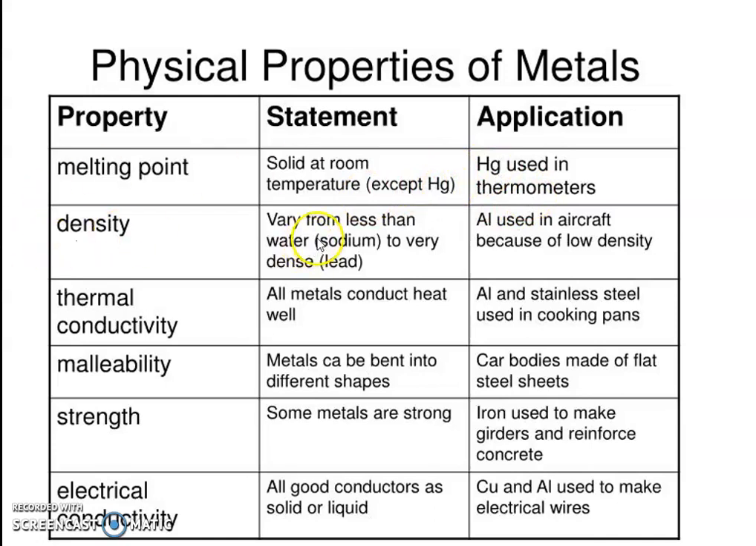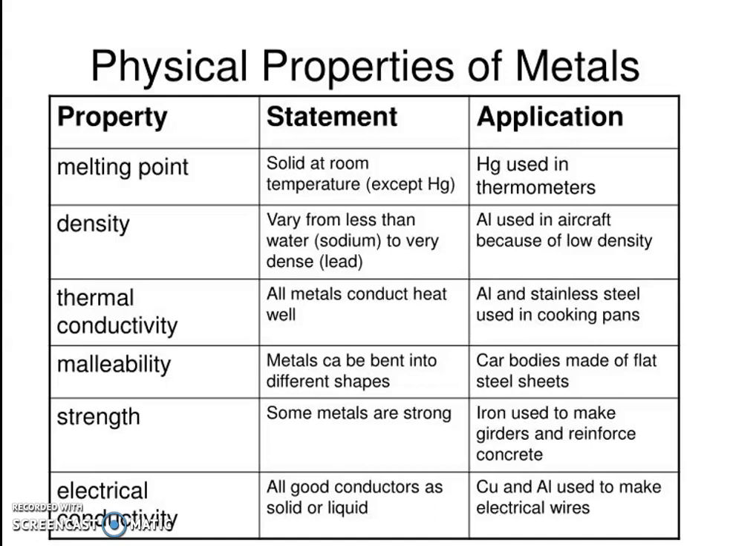Density varies from less than water to very dense. If we take one piece of iron, it will not float on the surface of water because it has a high density. But if you take sodium, it is going to float. This property is important for making aircraft. As an aircraft floats in the air, it should have a low density. Aluminium is a strong metal and has a low density.